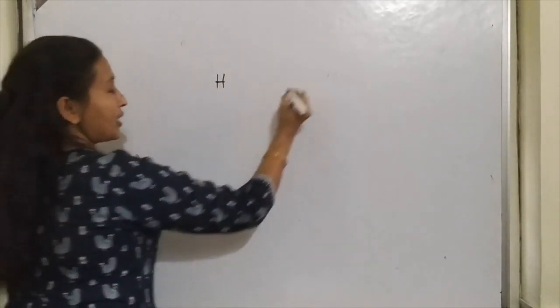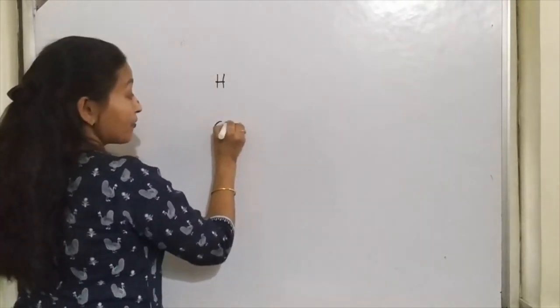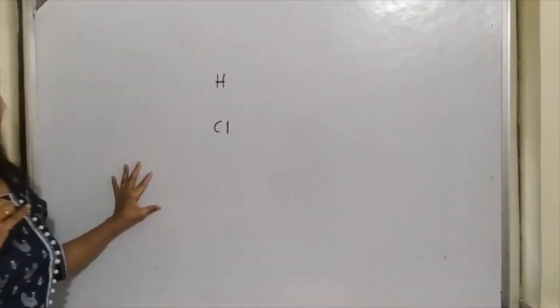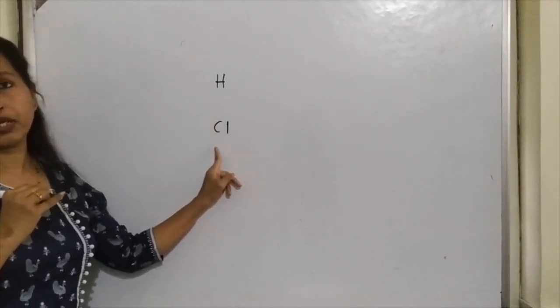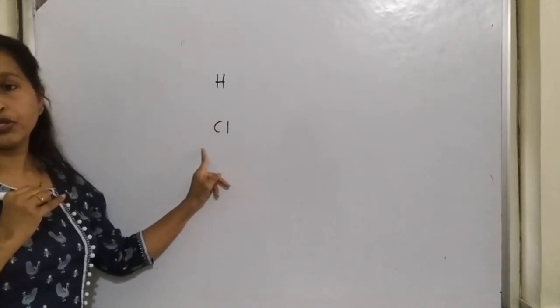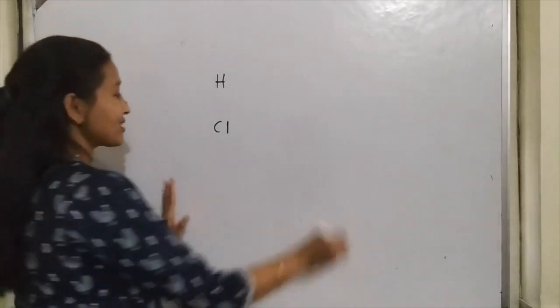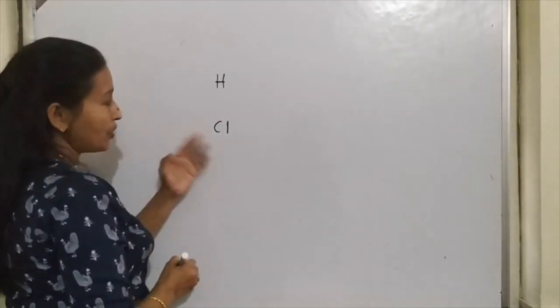And then the next element we take is chlorine. We take these two elements. How do they combine? This is a non-metal, this is also a non-metal. Both will not lose electrons, so they share their electrons. We'll see how they combine.